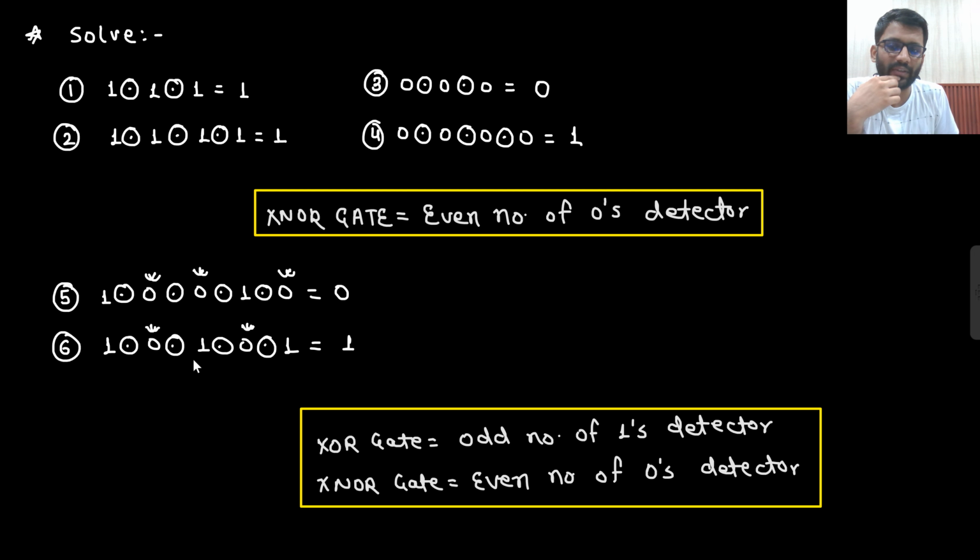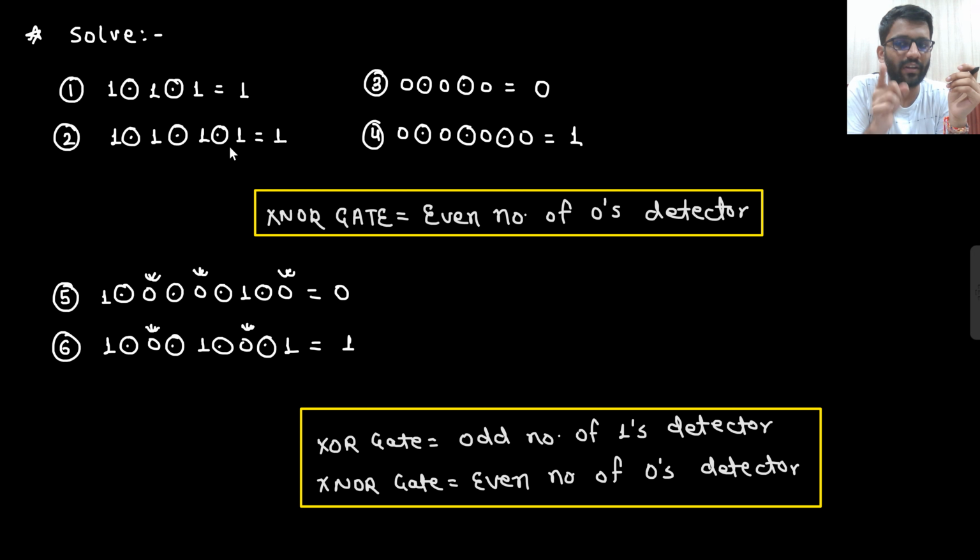Here again I will count the inputs. Okay, there are 4: 1, 2, 3, 4. There are 4 inputs. So what will I do? I will replace it with XOR, but I will remember one thing: whatever answer I get, I will take the bar of that.